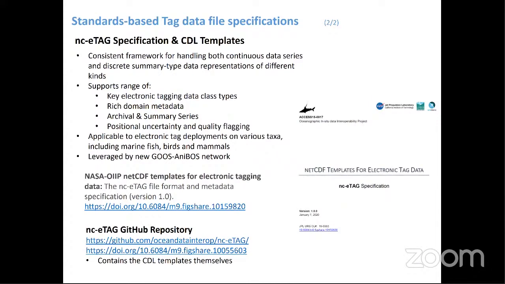And as I said, there's a greater diversity of tag types. And so that led to this formulation and development of this NCEI tag specification. And as I said, it basically deals with both continuous data series and these discrete summary type data, supports the range of key electronic tag data class types, rich domain metadata, et cetera, the key challenges that we were facing. And we've published these specifications for the community.